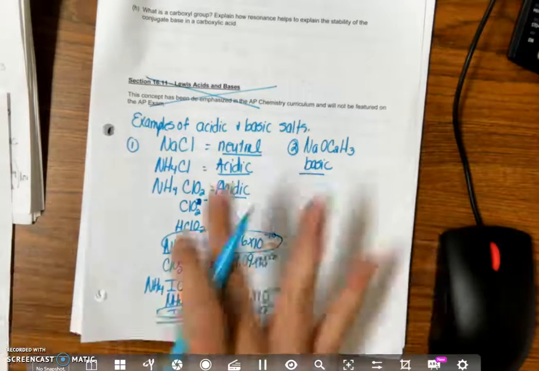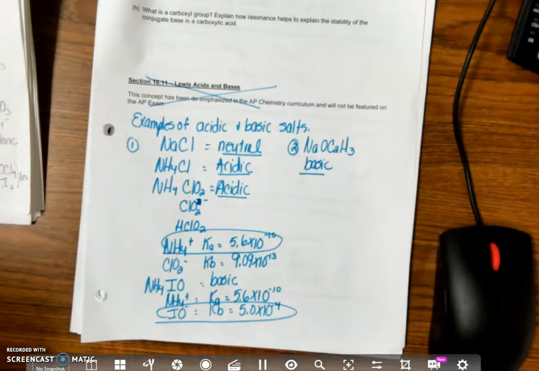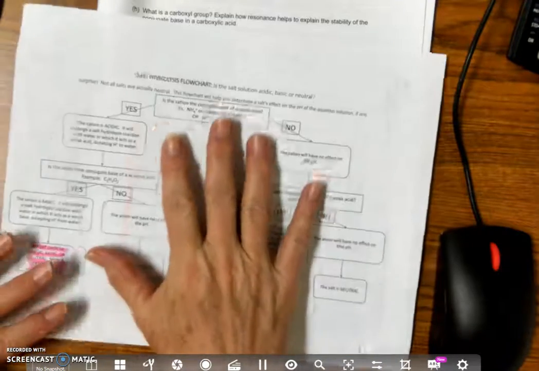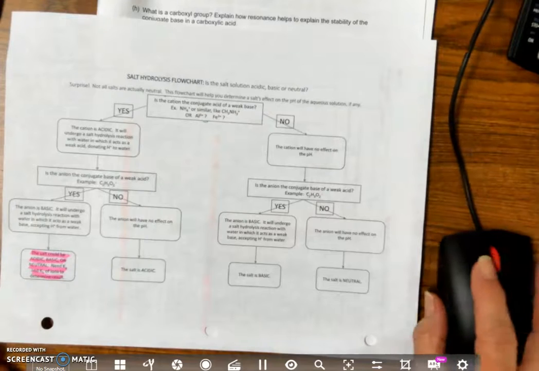So I think I went through all the different scenarios with you. I've got a formative assessment that you're going to work on that lets you practice. Once you get the hang of this flow chart, these problems will be really easy for you.